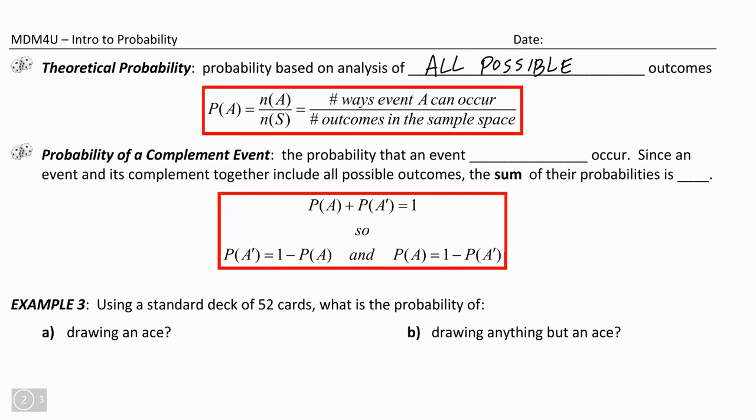Okay, I want you to compare this formula to experimental probability. It looks the same, but they have slightly different meanings. Instead of dividing by the total number of trials, you're dividing by the total number of outcomes, the possible outcomes.